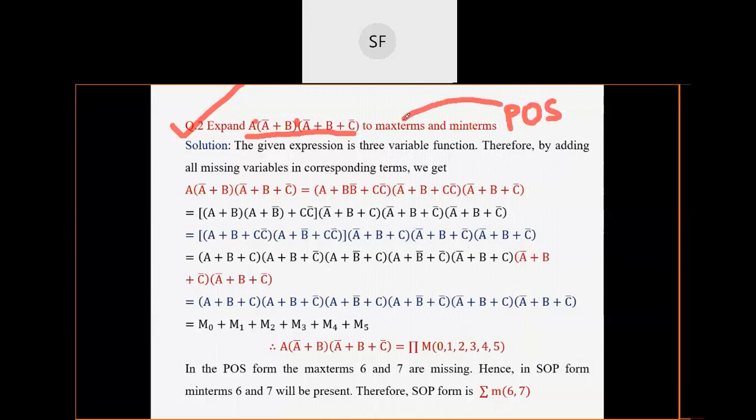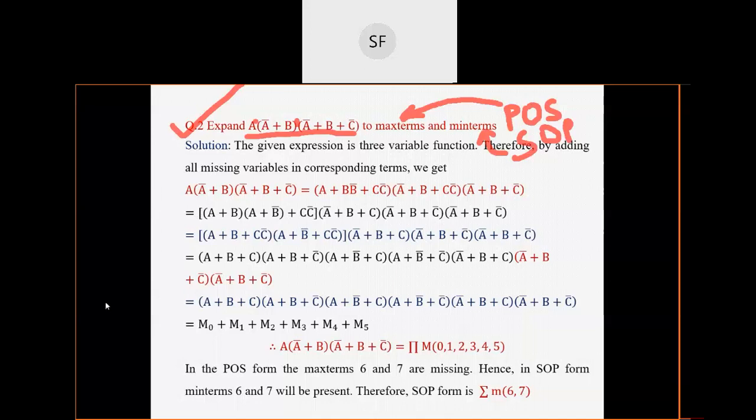The max term associated with POS. And if the expression were in SOP, then you have to find out the min term first. So the two examples I took are two different examples. Okay, so just go through the two examples once.